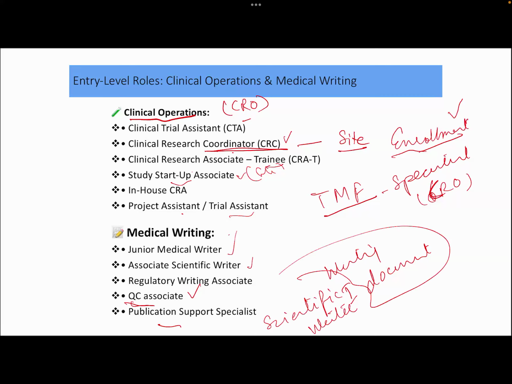Another thing is, suppose you have done a medical writing course, for example, and you got an opportunity here in operations. Don't hesitate, take it. Initially, taking your first job is more important.